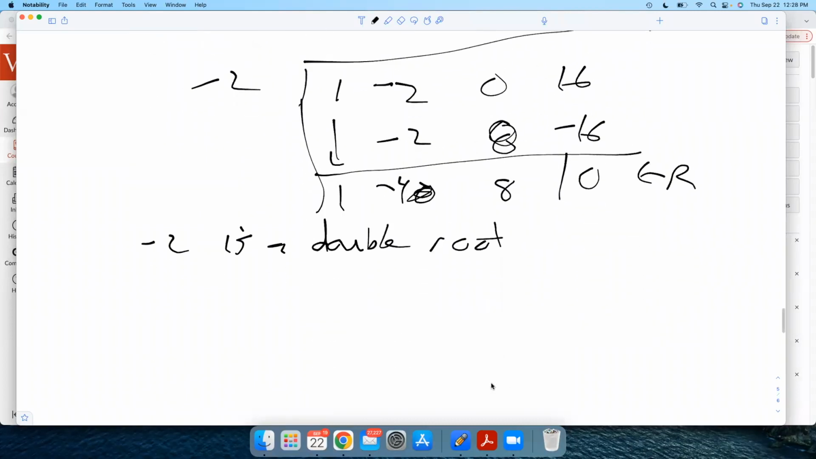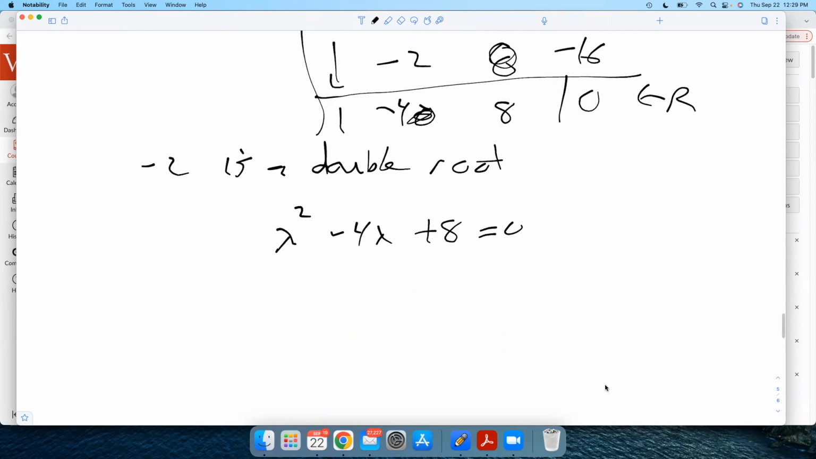Okay, now what's left over? Remember, we're decreasing the degree of the polynomial every time. That was a cubic, this will be a quadratic. So what we've got now is lambda squared minus 4 lambda plus 8 equals 0. And this won't factor anymore. This is going to give us complex solutions. So we could use the quadratic formula to get the last two.